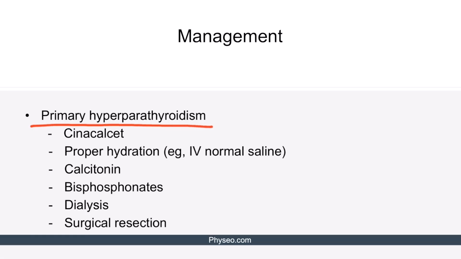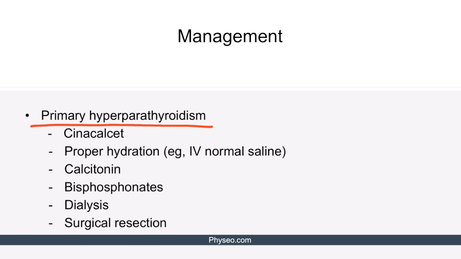Hypercalcemia due to primary hyperparathyroidism can be treated with cinacalcet. Cinacalcet is a calcimimetic which sensitizes the calcium-sensing receptors towards the serum calcium. Sensitized calcium-sensing receptors on the parathyroid gland decrease parathyroid hormone production. As we explained previously, proper hydration is important in the treatment of hypercalcemia. Intravenous normal saline can be used for acute and severe presentations. Calcitonin and bisphosphonates can decrease the calcium release from bone. If hypercalcemia due to primary hyperparathyroidism is refractory to all the other measures, one can perform hemodialysis.